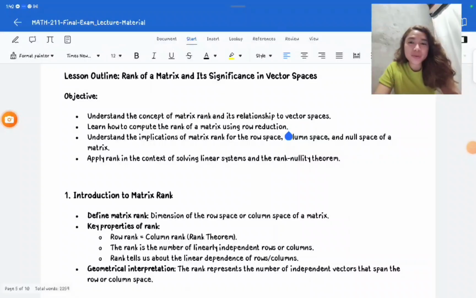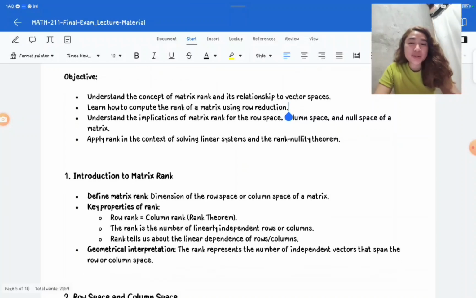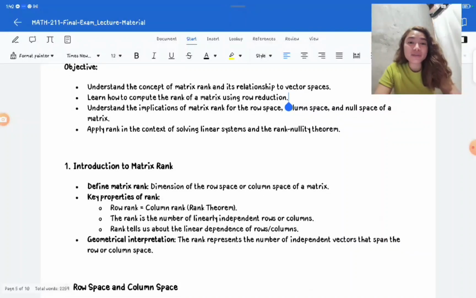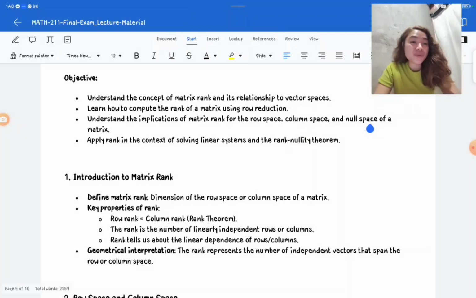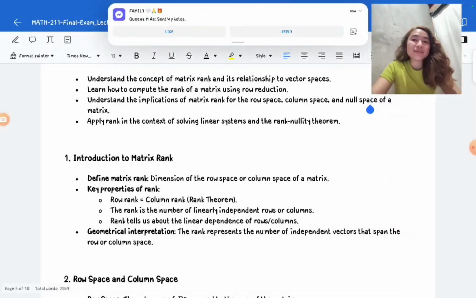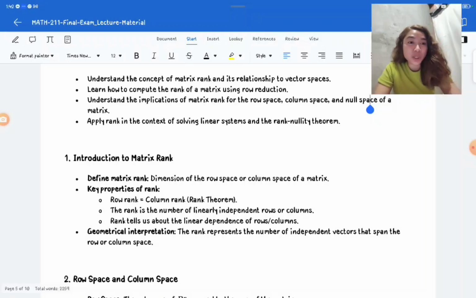So now we are going to talk about the rank of a matrix and its significance in vector spaces. Our objective is to understand the concept of matrix rank and its relationship to vector spaces. Next, we will learn how to compute the rank of a matrix using row reduction and understand the implications of matrix rank for the row space, column space, and null space of the matrix. And we're going to apply rank in the context of solving linear systems and the rank nullity theorem.